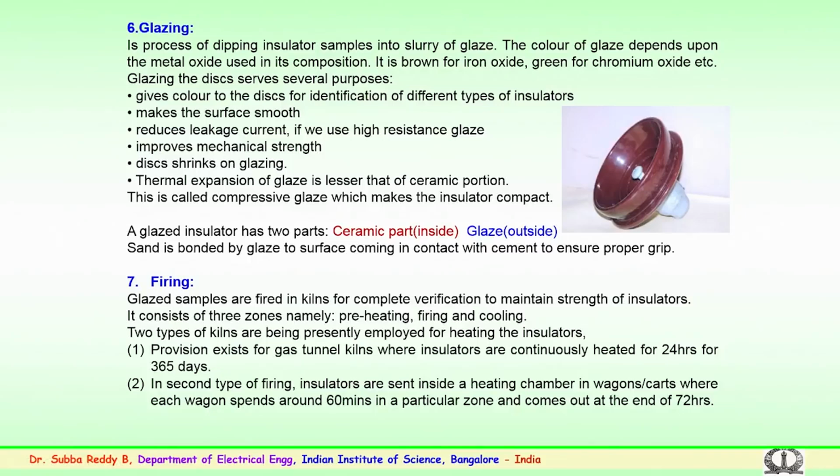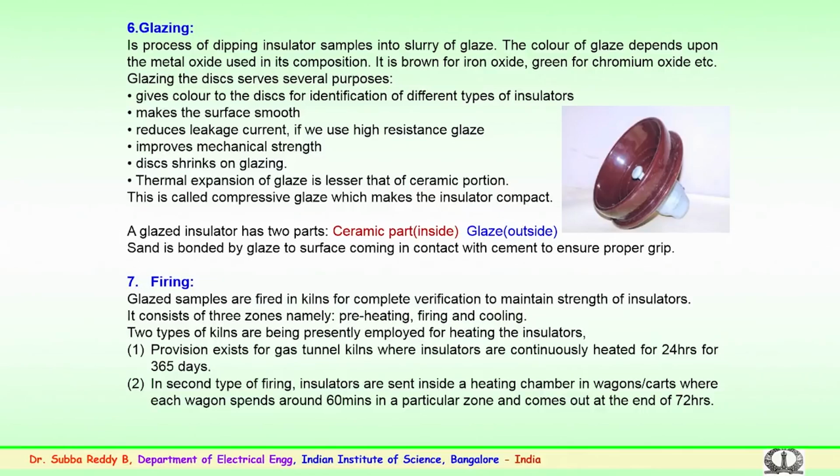So, the final stage is the firing, a very important stage in the manufacturing of ceramic disc insulators. Here the glazed samples which are obtained are sent into the kilns, very high temperature kilns, for complete vitrification to maintain the strength of insulation. This firing zone usually consists of three zones: the preheating, the firing and the cooling zones.